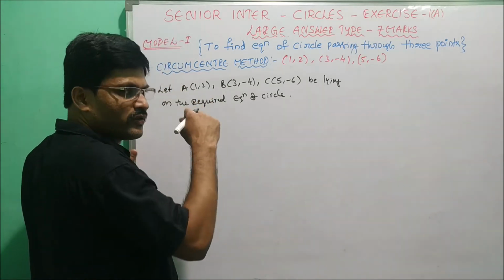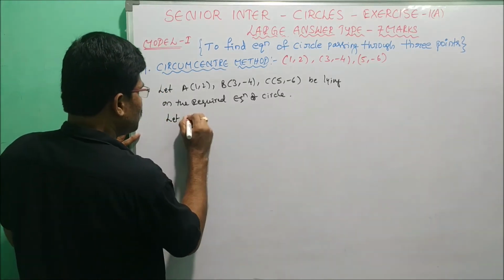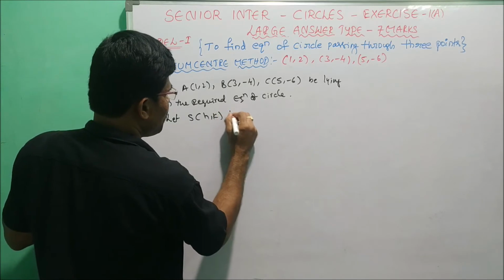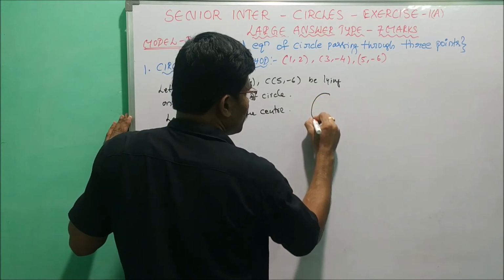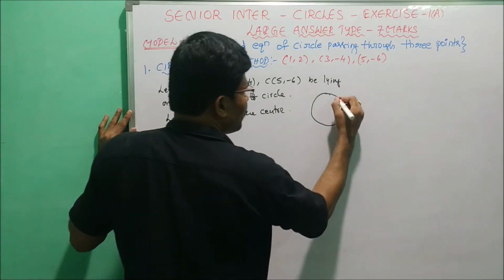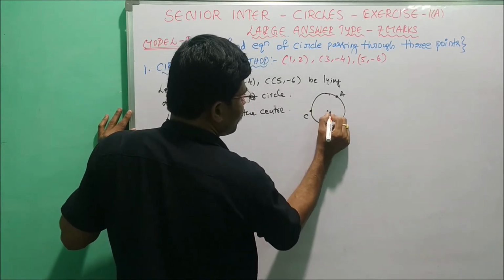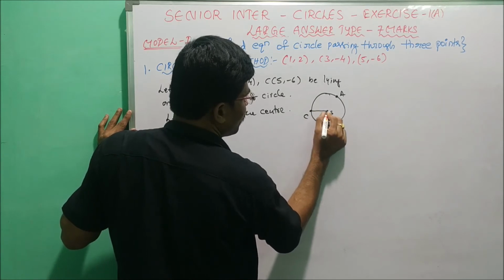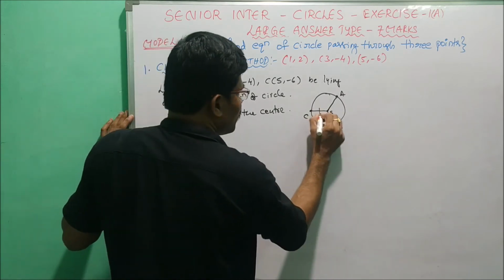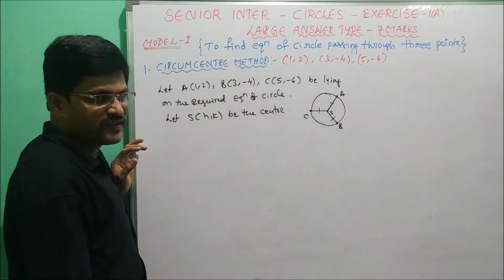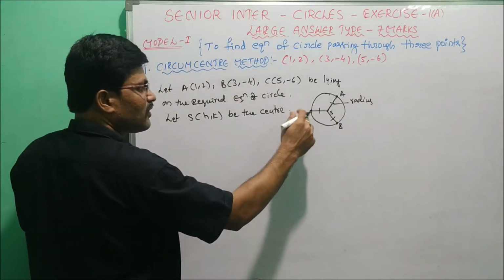Here in 2 statements, we take any one of the statements, that is the first statement. And also let S of (H, K) be the center. So we take one diagram. This is the circle, this is A, this is B, this is C, this is S. Clearly we observe that S is equidistant from all the given points. So this fixed or constant distance is always called the radius. Now here radius equals SA equals SB equals SC.